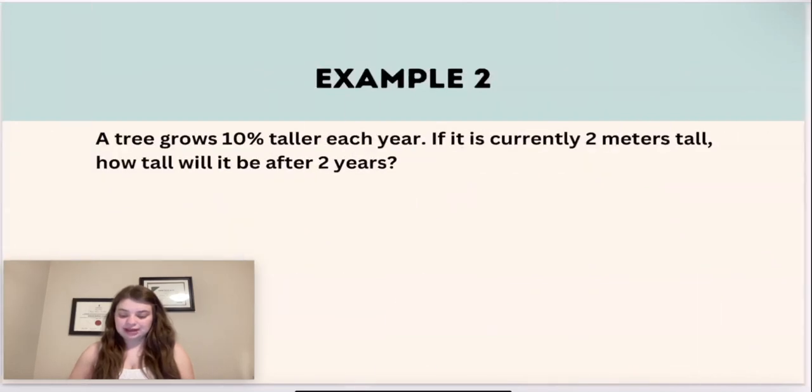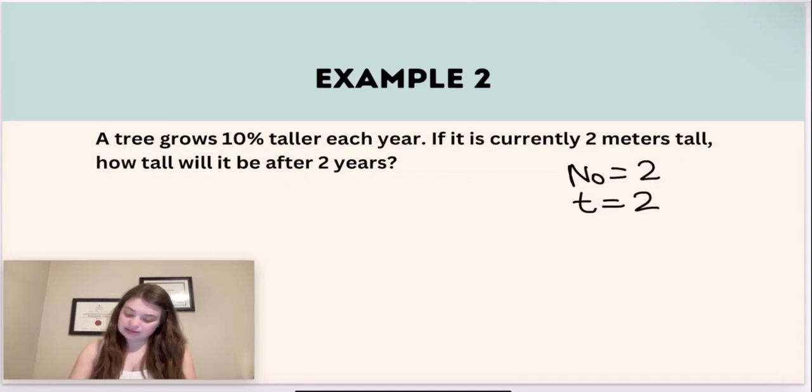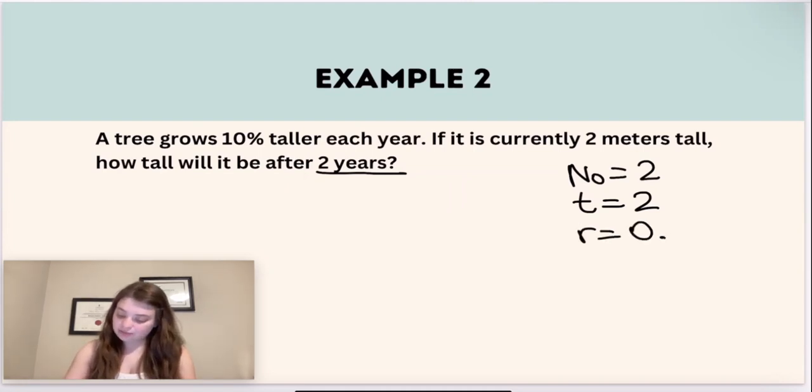All right, let's try a second example. A tree grows 10% taller each year. If it is currently 2 meters tall, how tall will it be after 2 years? So once again, I'm going to write down what is given. We know that the tree is currently 2 meters tall, so N naught is equal to 2. We also know that time is equal to 2 because it's also 2 years that we're waiting before we figure out how tall the tree has grown. And the growth rate here is 10%, which as a decimal is the same as 0.1 or 0.10.